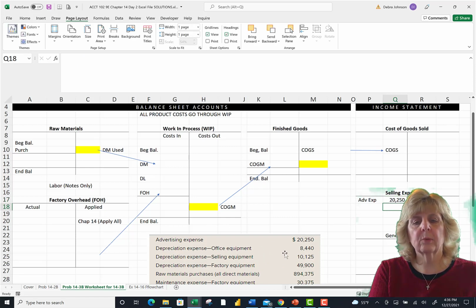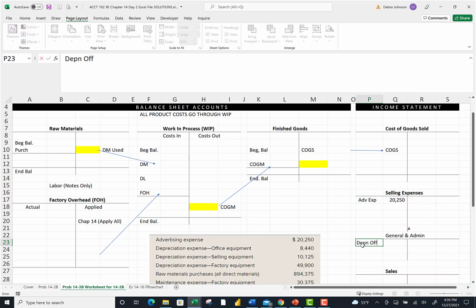These three depreciation expenses we classified three different ways. The depreciation for the office was a G&A expense. The depreciation for the selling equipment was considered a selling expense. I'm just putting short little abbreviations so you understand where the amounts come from.